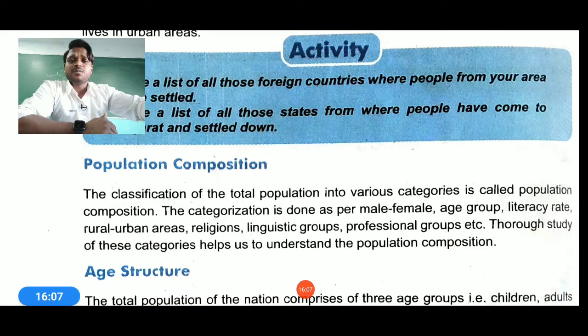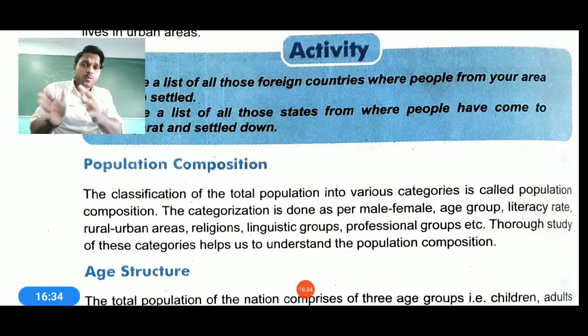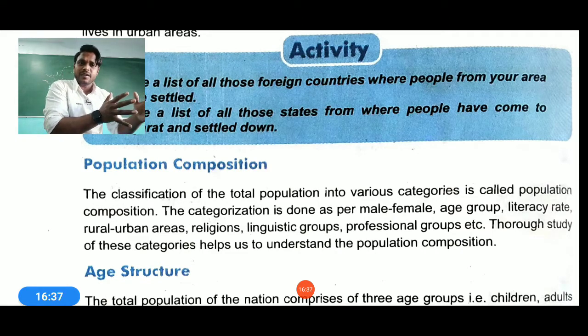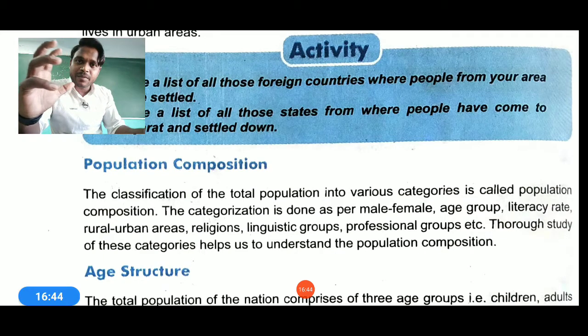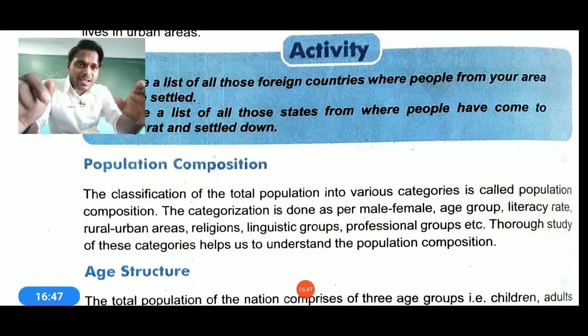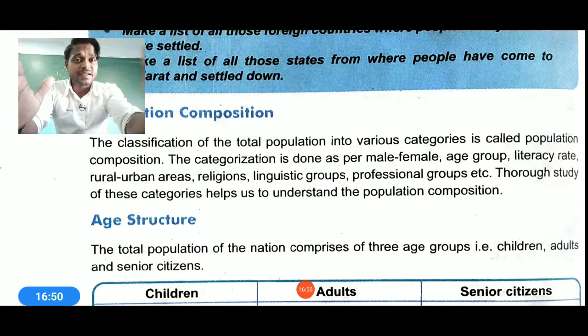Now see, what does population composition mean? The classification of the total population into various categories is called population composition. Apart from that, the categorization is done by male and female group, literacy rate, rural and urban areas, religion, linguistic group, professional groups, etc. Through this study, the categories help us understand the population composition: which caste consists of how many people, which grade consists of how many people. Same as, what is the number of literate people, what is the number of illiterate people, how many people are farmers, how many people are criminals. All this calculation is done like this and it makes a difference also, okay.